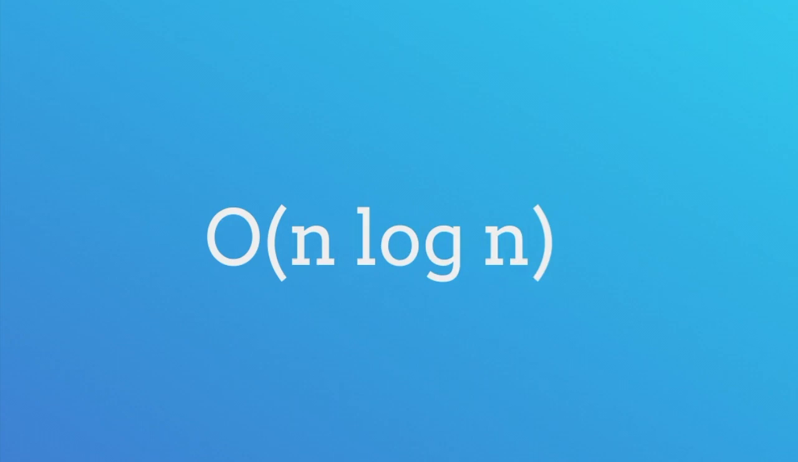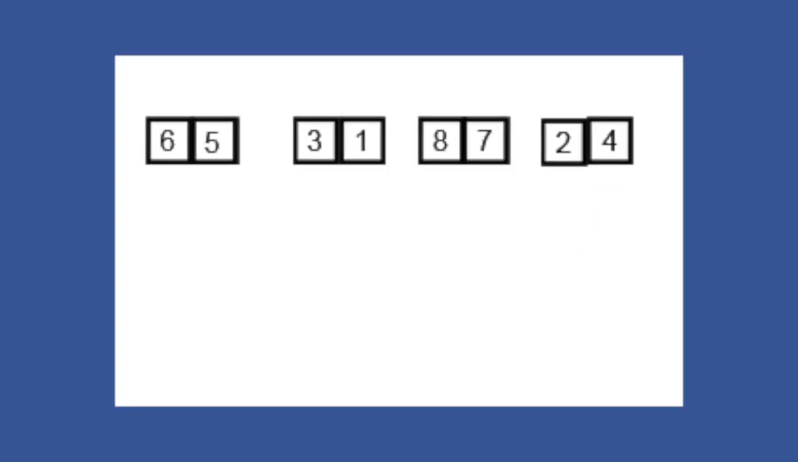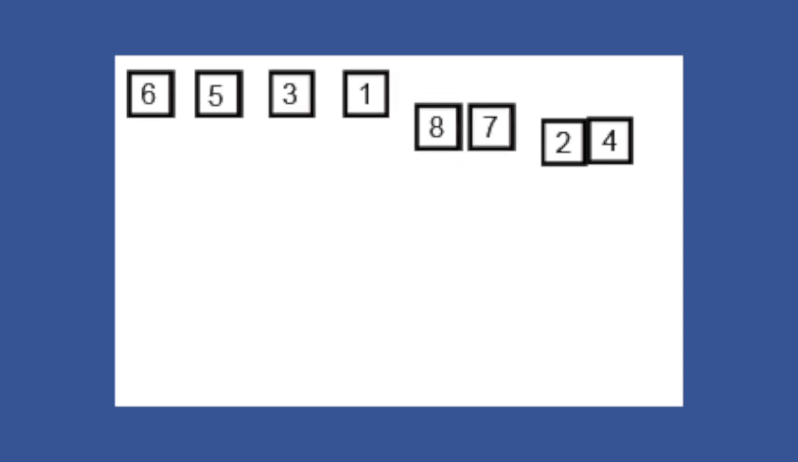That is to say, for every time we run big O of log n, we have to also run big O of n. To give a real example of this, let's think about how merge sort works. We start by recursively splitting the list in half until we are left with single elements, which is our big O of log n portion.